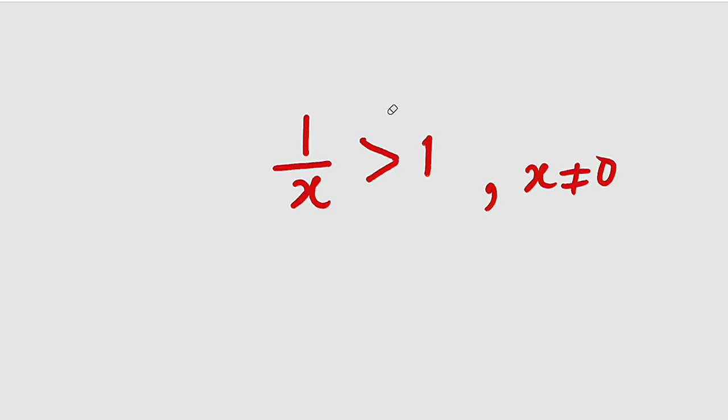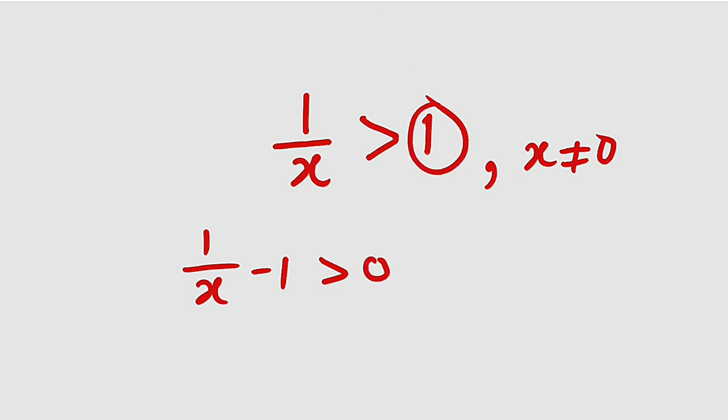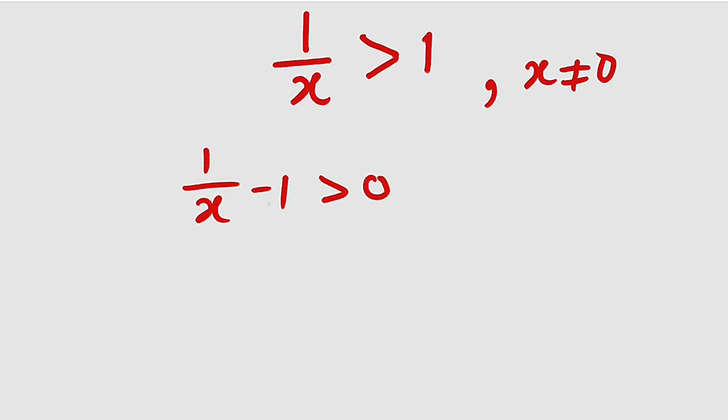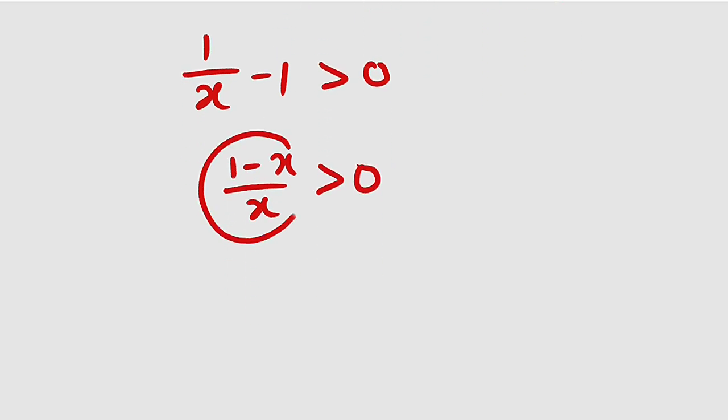I know we can take 1 to the left hand side. So we have 1 divided by x minus 1 greater than 0, because we have nothing to the right hand side. And if you subtract 1 from 1 divided by x, you are going to obtain 1 minus x divided by x greater than 0. What does this imply? It means that this is a positive number, right? Because it is greater than 0.